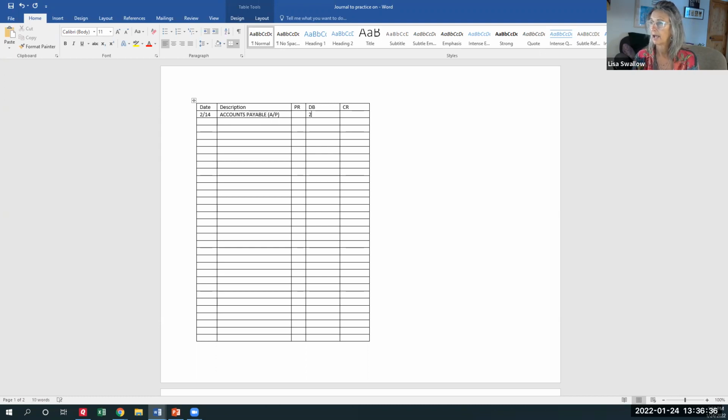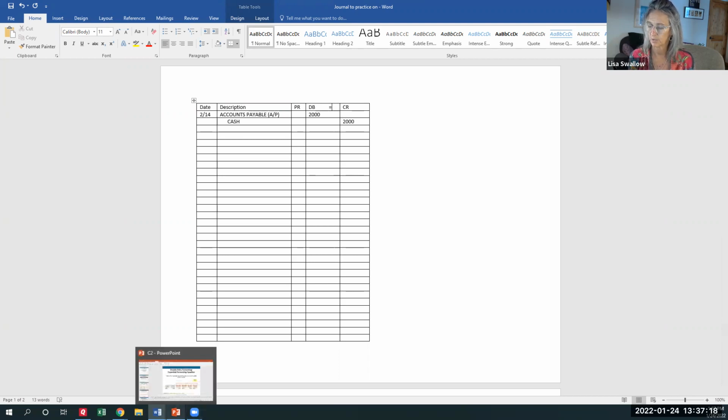And my liability of accounts payable decreased by $2,000. And then the credits come next, and you always indent them. So my cash went down by $2,000. My AP went down by $2,000. And my debits still equal my credits. Great.